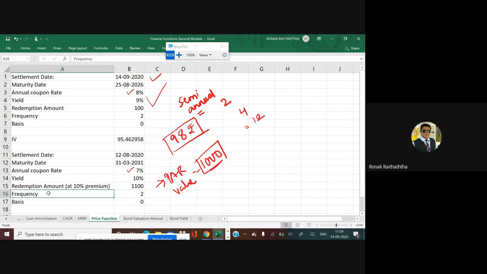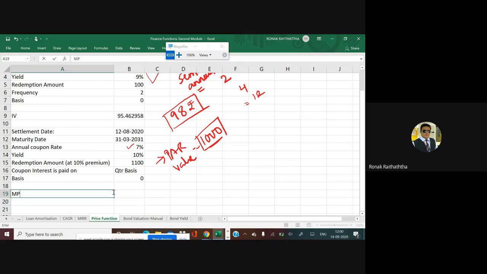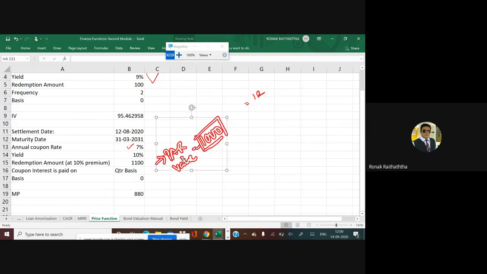Okay. And the coupon interest is paid on quarterly basis, and basis you may assume at 0 only. Now my question to all the students is, if this bond is available, market price is say 880, then whether I should invest in this bond or not. So this is my straightforward question to all the students.